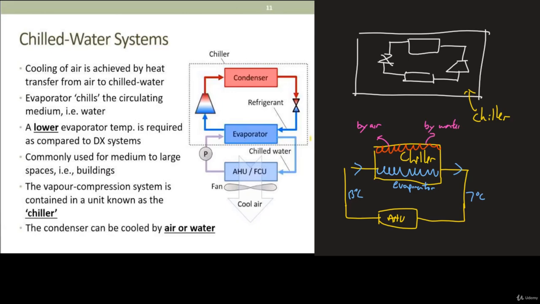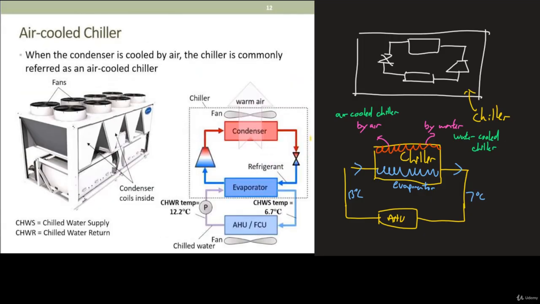If you remove heat from the condenser by air, this chiller is called an air-cooled chiller. If you remove the heat using water, that is called a water-cooled chiller. So now let's look at the air-cooled chiller first. At the chiller's side, there are a lot of fans to remove heat from the condenser. So you can see that at the condenser side, the condenser is being cooled down by ambient air.